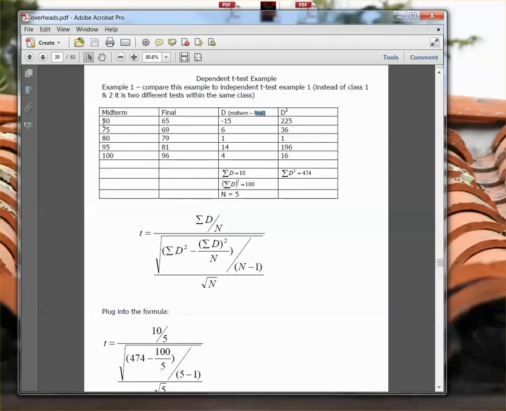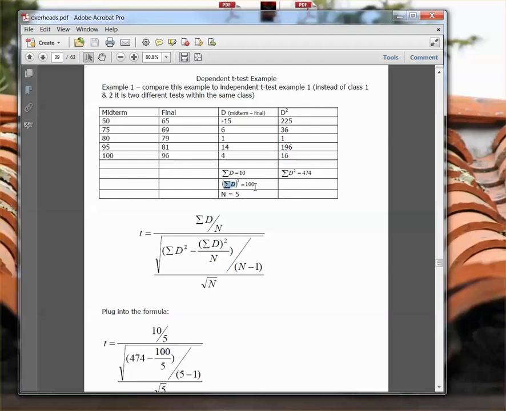So what we do is we do 50 minus 65, right, 75 minus 69, 80 minus 79, and so on to get this D. So we're going to need sum of D. So when you add up D, you're going to get 10, right? And we're going to divide the 10 by 5 eventually, right? It goes in here. We're also going to need the sum of D squared. So adding up all this squared. So 10 squared is 100, right?